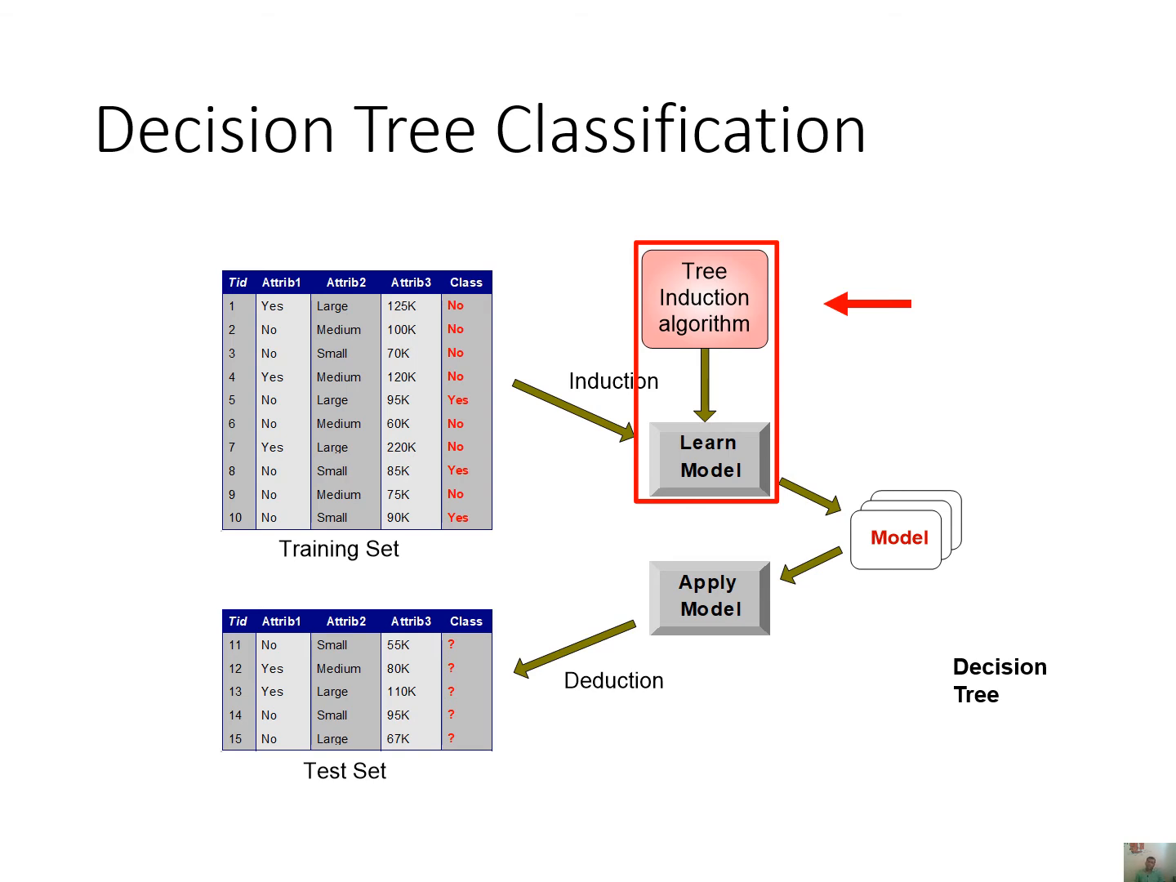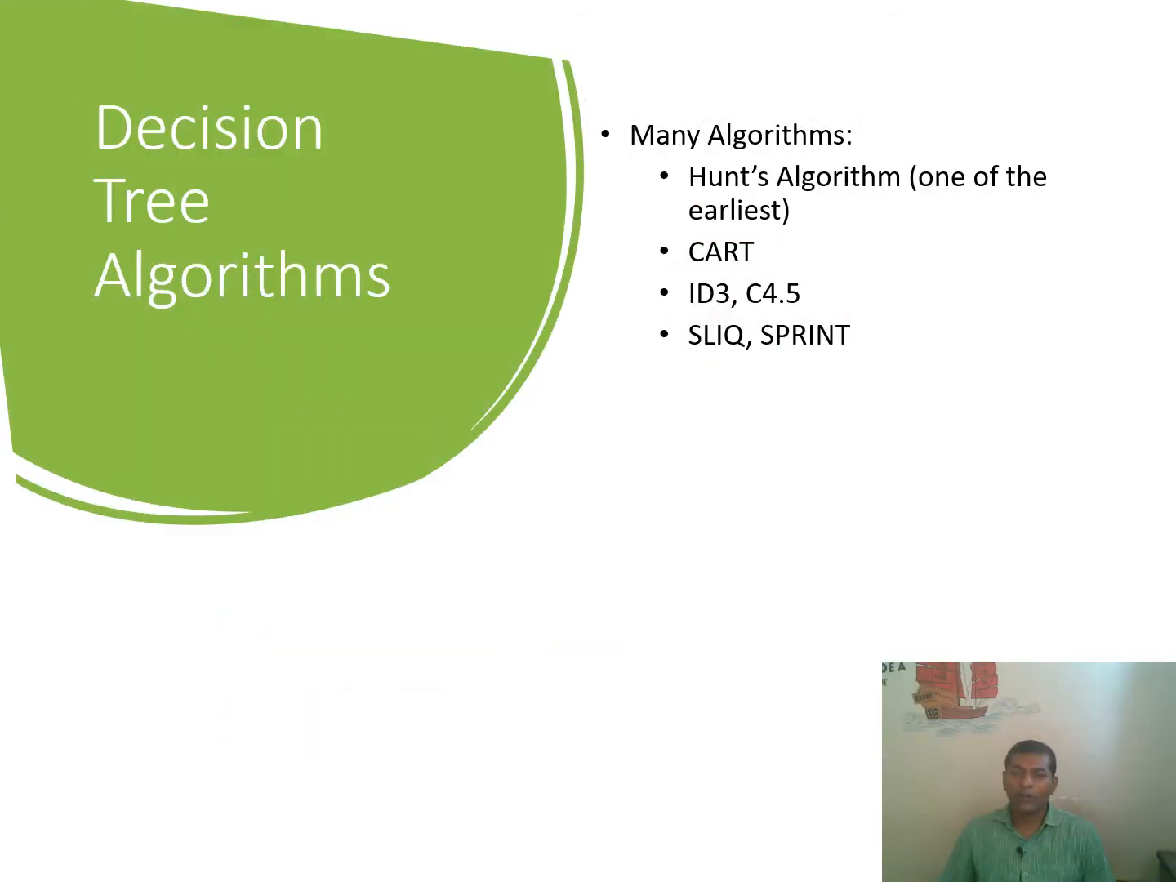What we are talking about is that the training set has been provided with the induction, this model has been created, and that will be applied to test data. Then what are these algorithms? We have a number of decision tree algorithms invented by many people, and some of those are here: Hunt's algorithm, which was designed at a very early stage, and then we have CART, then ID3, C4.5, and so many more.